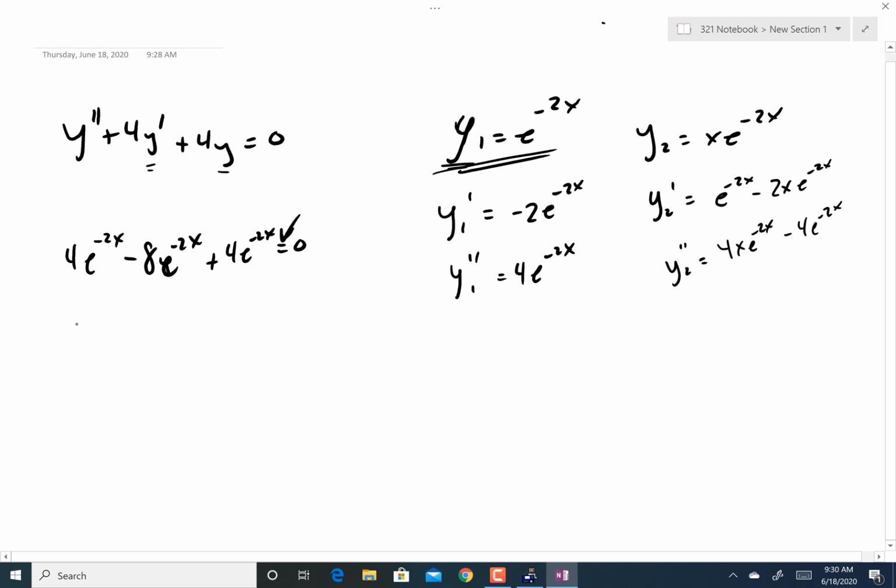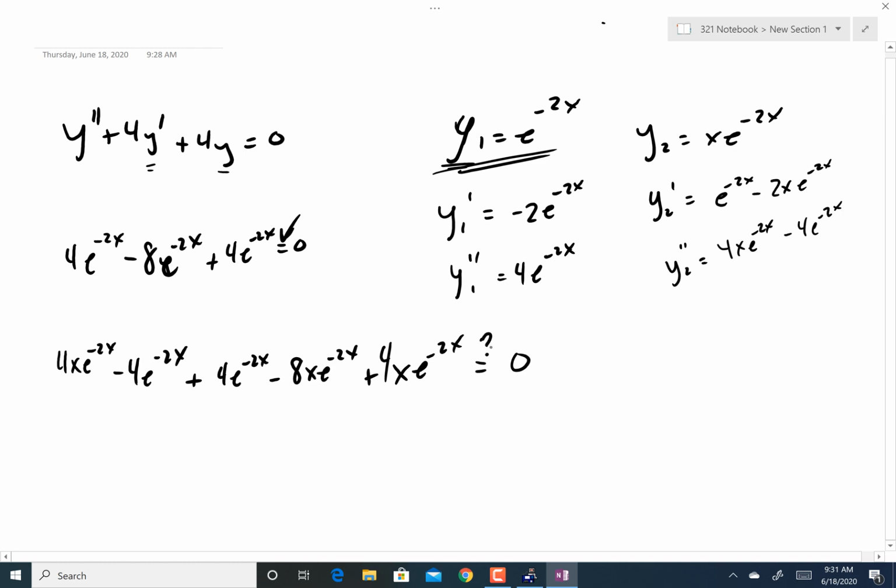Now, if you go through and plug it in over here, the recipe says to take y double prime. So 4x e to the negative 2x, plus 4 times the first derivative. So plus 4 e to the negative 2x, minus 4 times 2 is 8x e to the negative 2x, plus y, or 4 times that, e to the negative 2x. And the question is, does it equal 0? Here's 4x, here's negative 8x. Those cancel out, those cancel out. Check, it equals 0. Ergo, this is a solution.